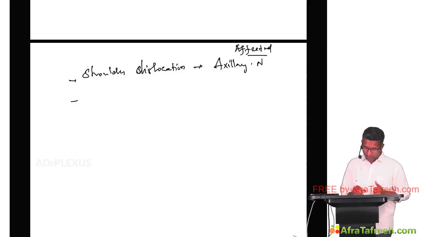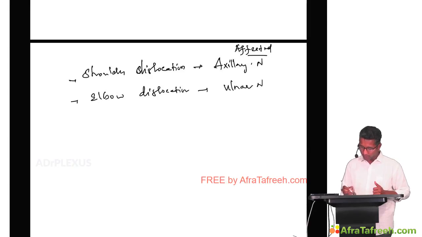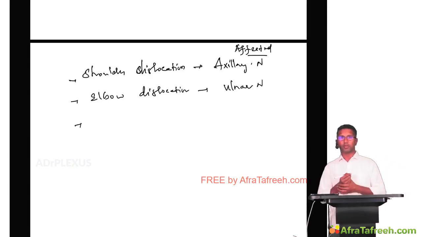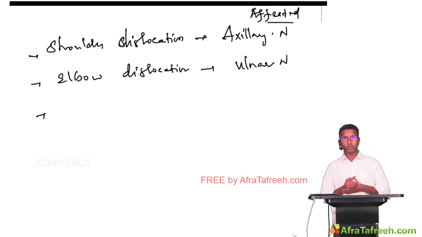Okay, and there is a dislocation around the elbow, that is called elbow dislocation. In elbow dislocation, what is the nerve that is affected? The ulnar nerve is affected in elbow dislocation, guys.